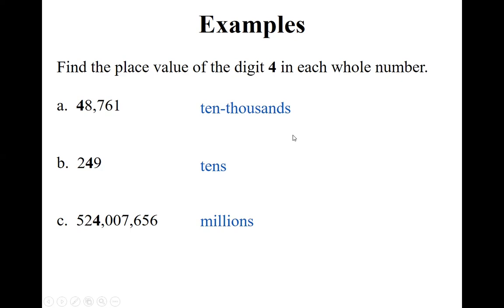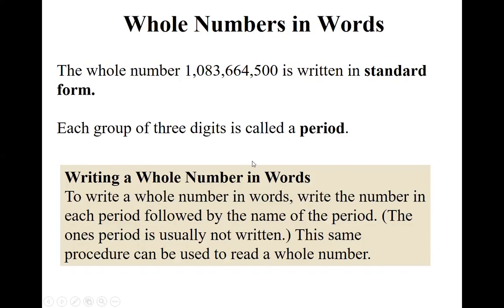So I pointed out these groups of three place values. Each group of three digits is called a period. The period is named after the thing that's not tens or hundreds. So the ones period, the thousands period, the millions period, the billions period. And in order to write or say a whole number in words, we would write or say the number in each period from left to right, followed by the name of the period. The ones period is usually not written, just like it's not said. We don't say 434 ones. We just say 434.